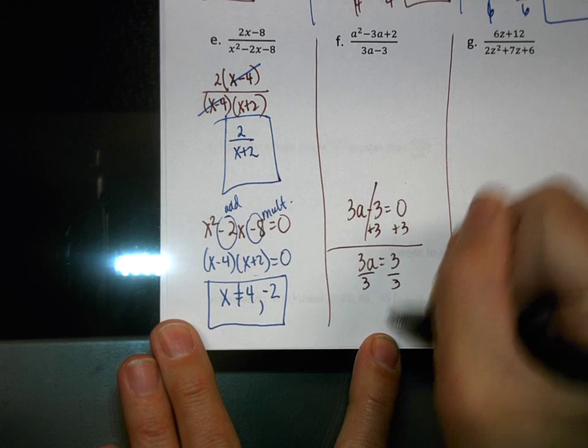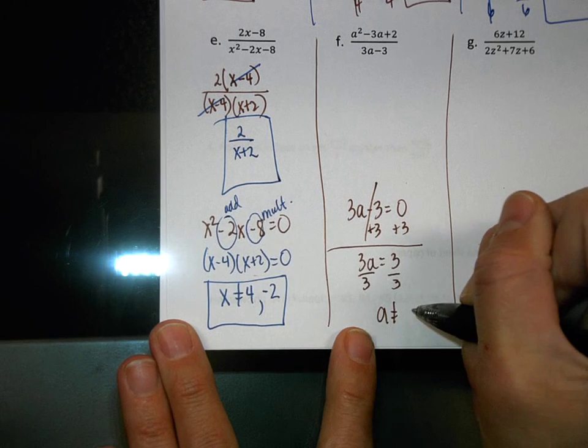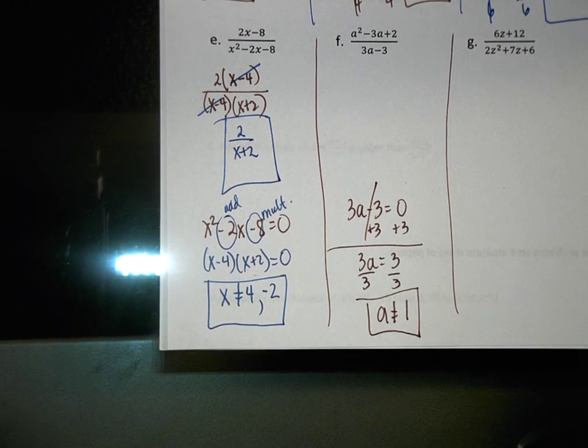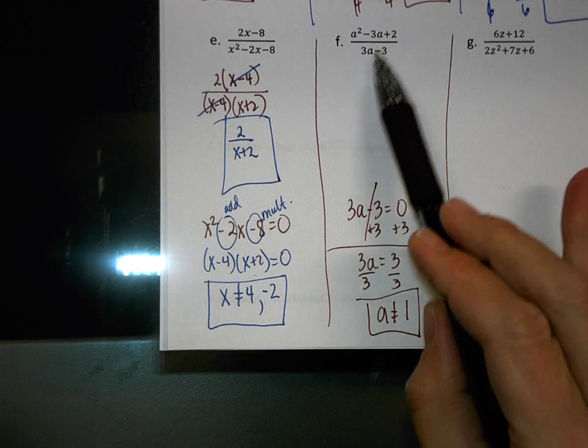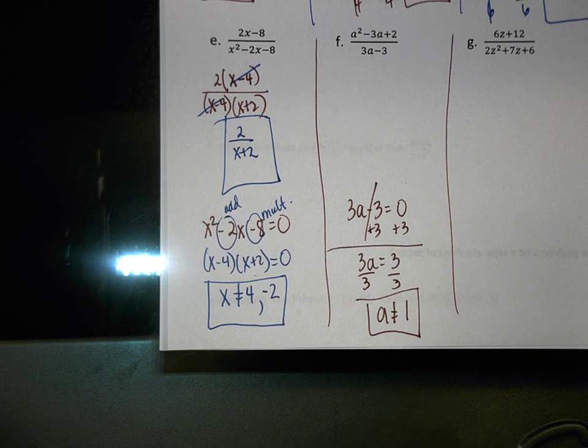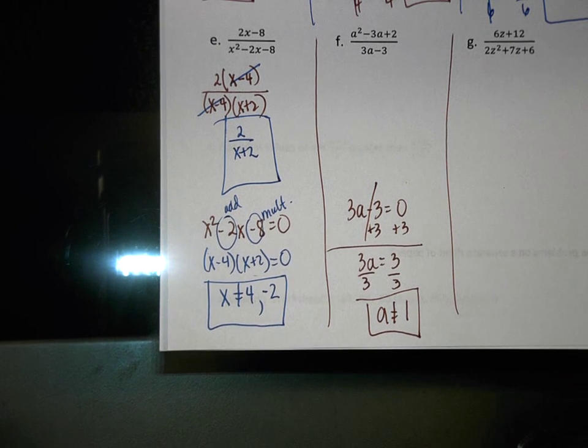And so a cannot equal what? 1. And again, what is the reason? Why can't a equal 1? What will happen? Good. If a equals 1, it'll give you a 0 in the denominator, which will then make it an undefined problem, okay? So that's why a cannot equal 1.